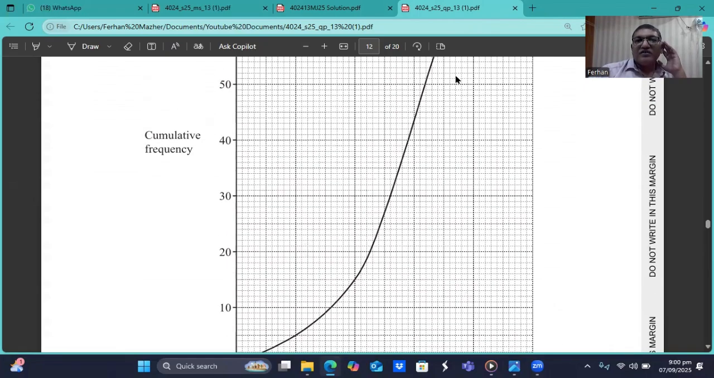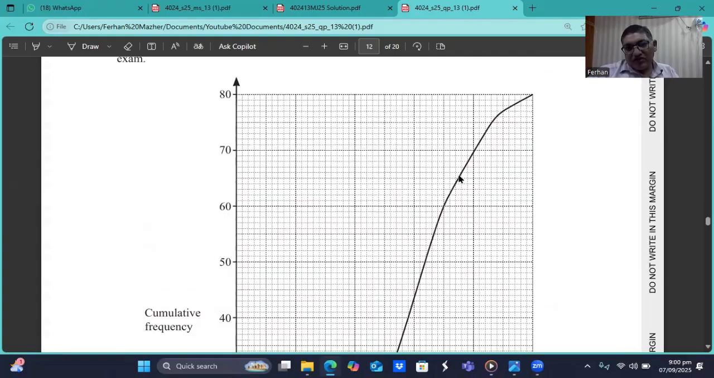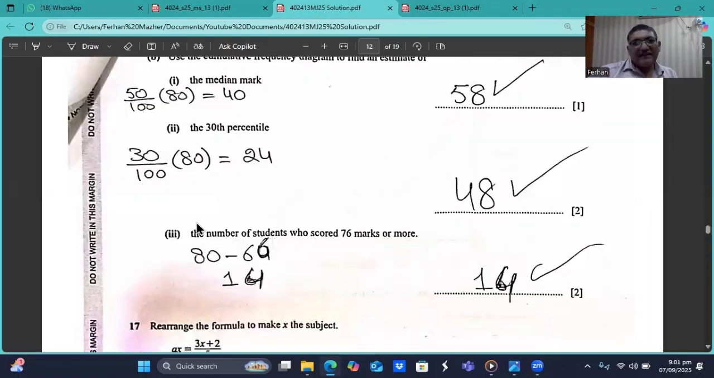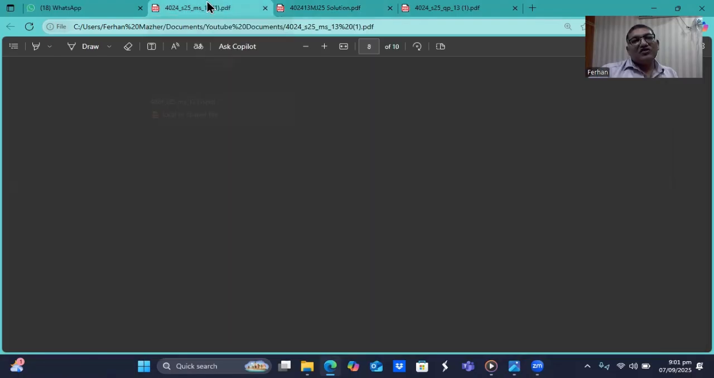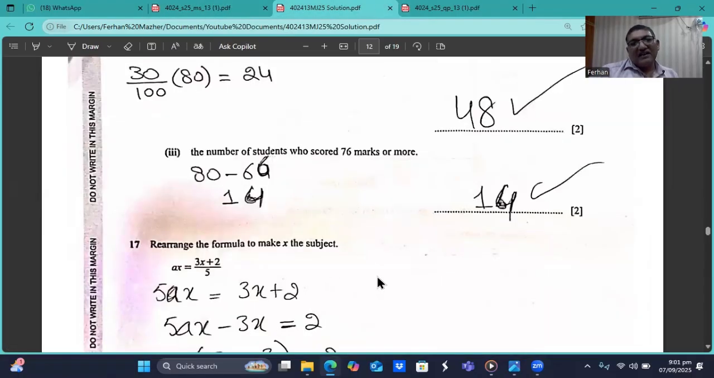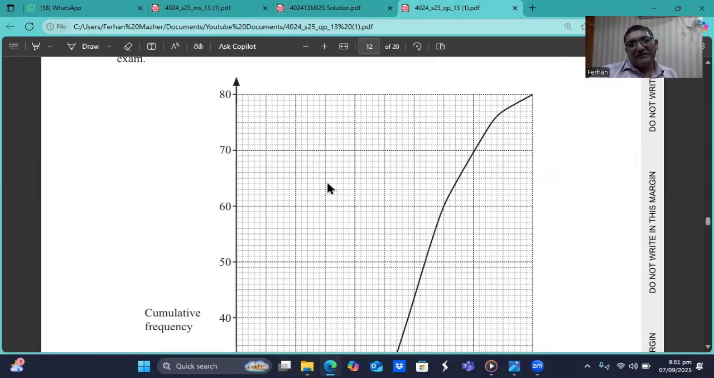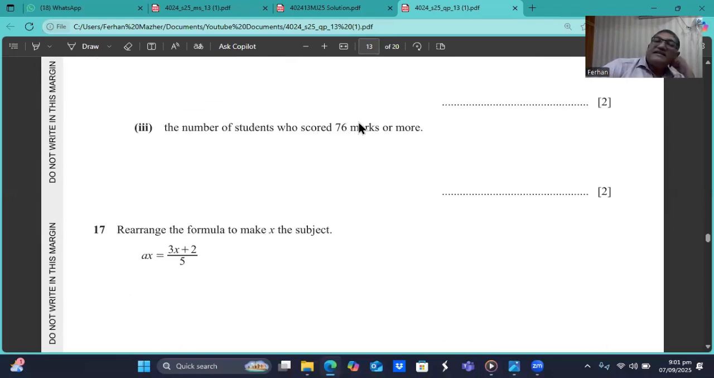From here, you will go to the top, and you will be, I think, here somewhere. Okay, so that looks like 66. So 80 minus 66, and that will be 14. This is how this is done. So question number 16, 14 is the right answer, sir. And I hope this is clear to you.